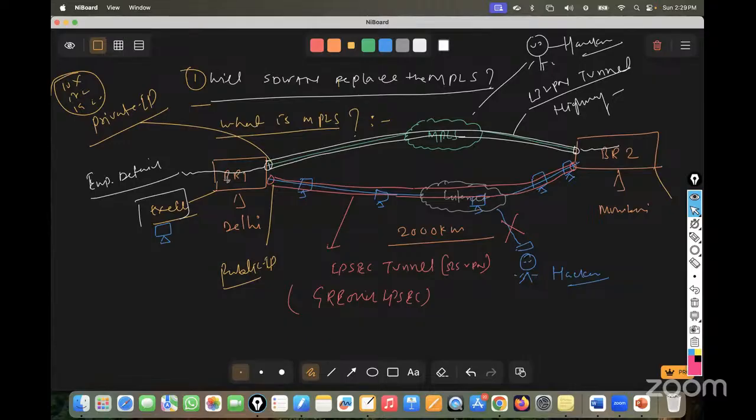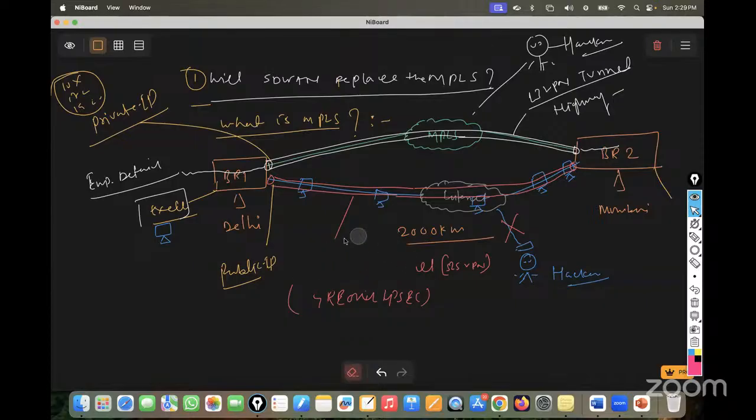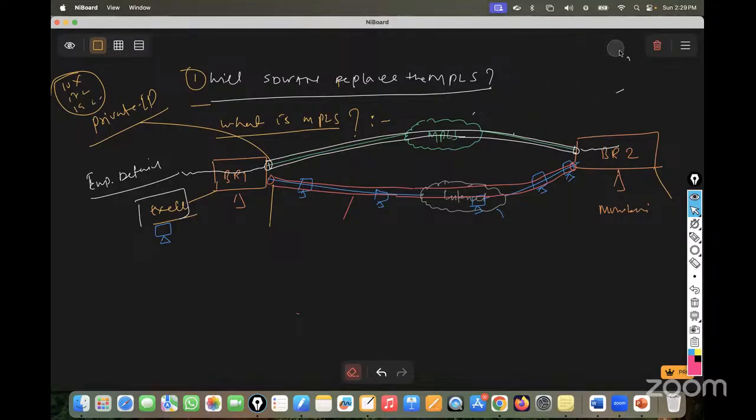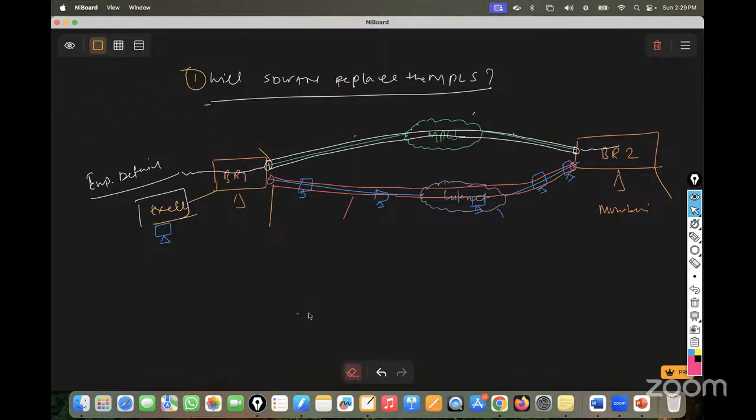Okay, so if I want to understand what is my MPLS, what is my internet and what is my SD-WAN, let me clear this particular drawing and then I'll explain it. I'll keep some drawing and clear the rest of the drawing. Okay. So we are good. So let's come back to the topic.